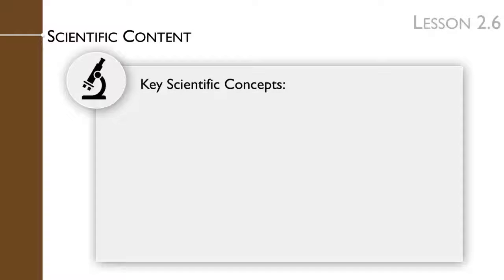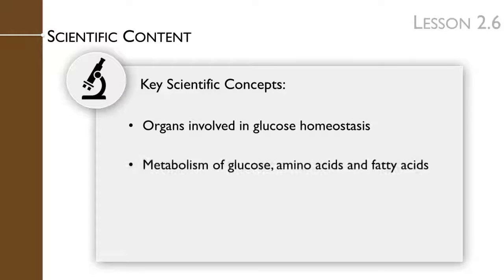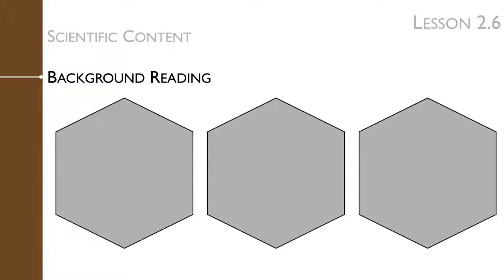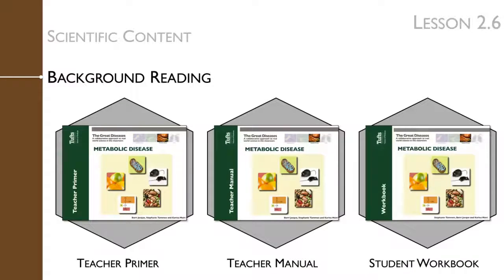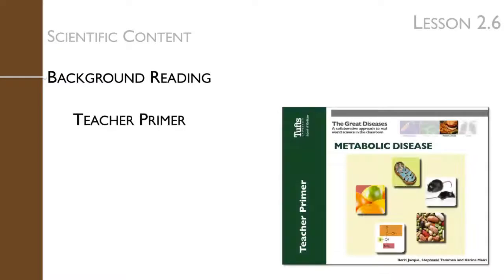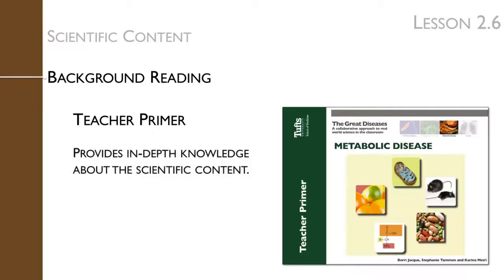To prepare for this lesson, you will need to review the key scientific concepts that will be presented throughout the lesson, which include the organs involved in glucose homeostasis and metabolism of glucose, amino acids, and fatty acids. You can review the scientific content in the background reading provided for you in the teacher primer, the teacher manual, and the student workbook. The teacher primer provides in-depth knowledge about the scientific content presented in this lesson.